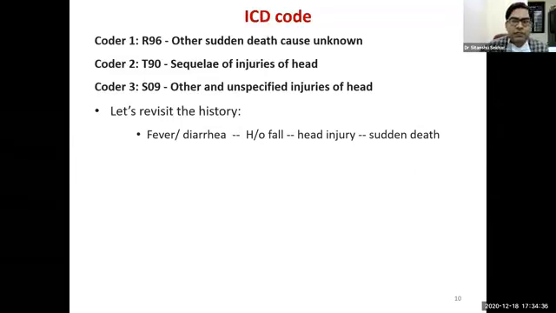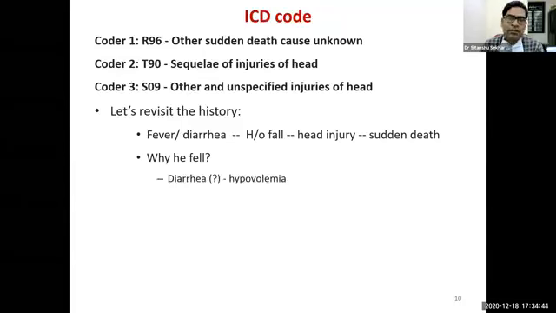Actually, there was a history of fever and diarrhea. There is a history of fall, head injury, and sudden death. Now, why he fell is the question we need to find the answer for. Is it because of diarrhea, which led to hypovolemia and severe volume depletion? Nothing is mentioned in the history. We do not know about this. Is it because of incoordination due to fever? Because he was doing his daily activities, probably this is also ruled out.